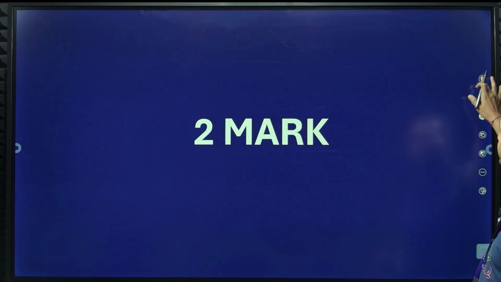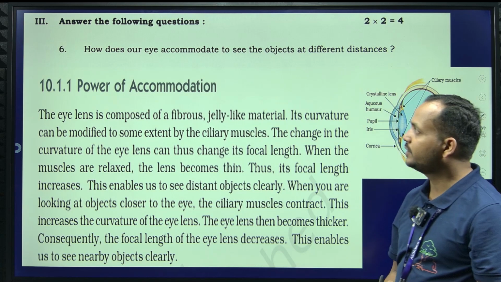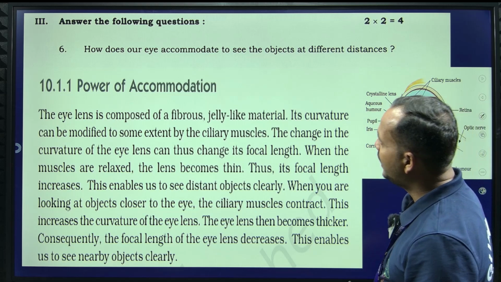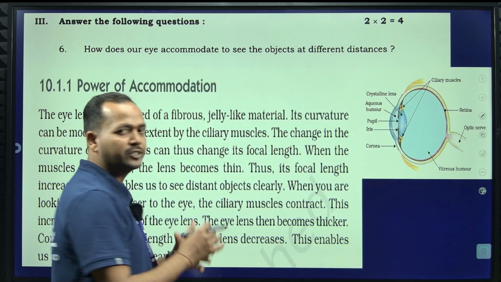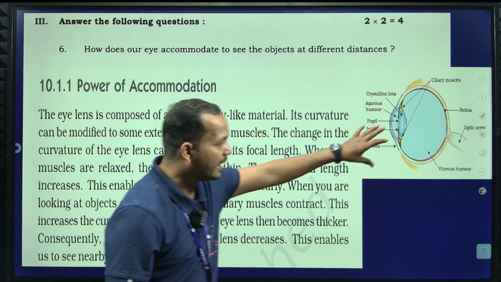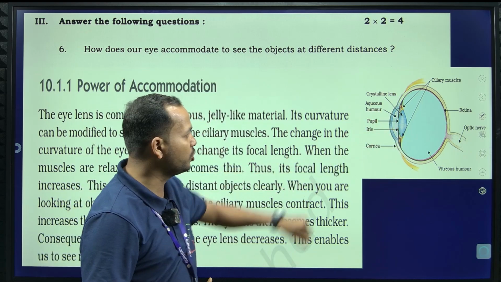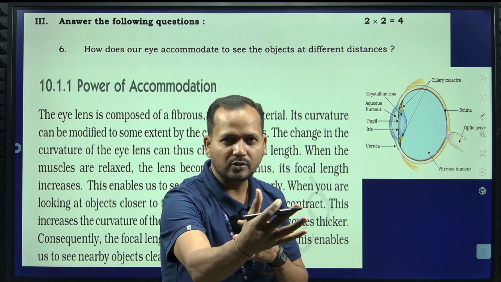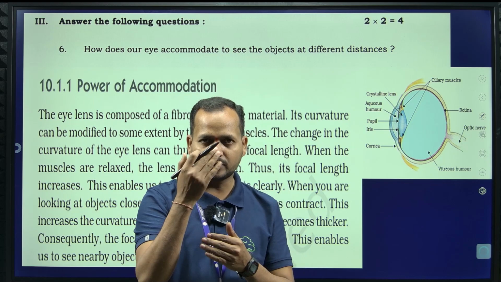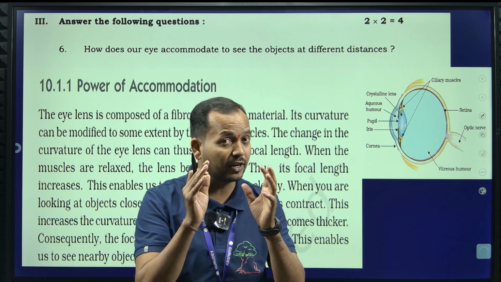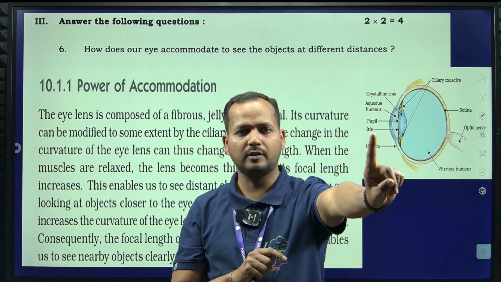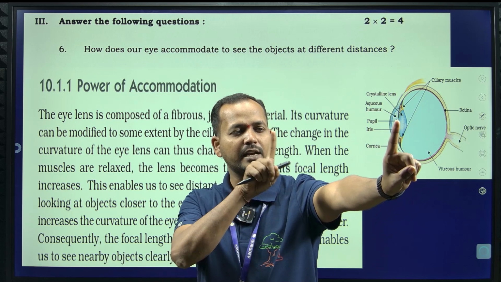Next, the 2 mark question: how does our eye accommodate to see objects at different distances? I have taken the diagram of the eye here, which is there in your textbook. When we see a far object, what happens to the eye? When we see a near object, what happens to the eye? You know this thing. If you want, you can observe. Keep your left hand first finger like this and another finger like this.